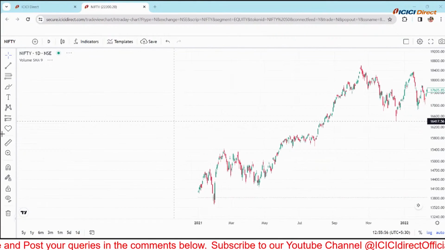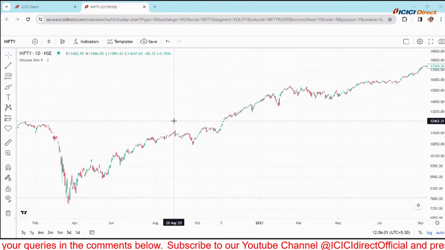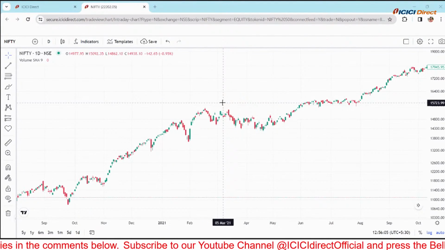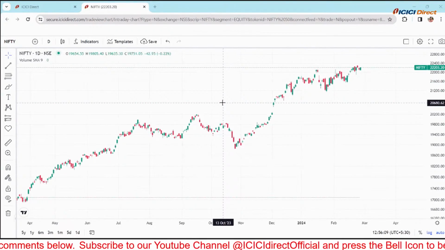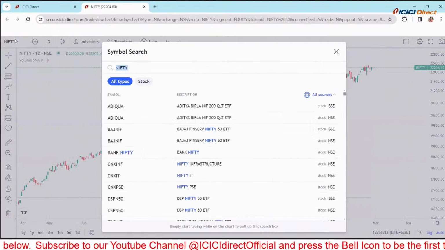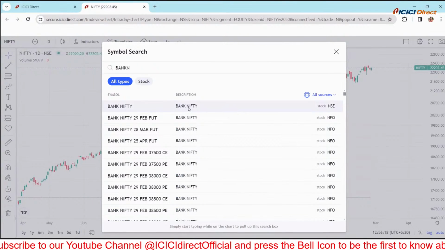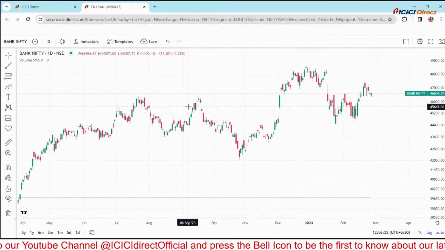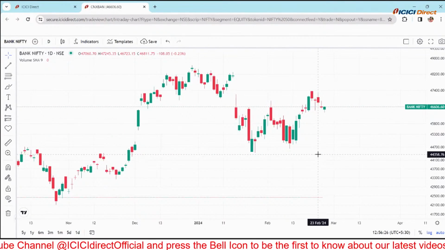We need a downtrend. Let's find a downtrend. There's no significant one. Can't find it right now. Can see recently, do we have something of that sort? No. Let's see Bank Nifty. Bank Nifty is usually known for its engulfing. Okay, this is Bank Nifty's chart.